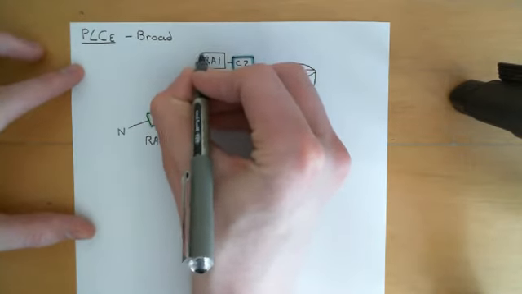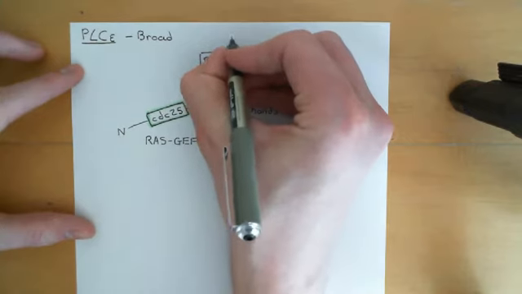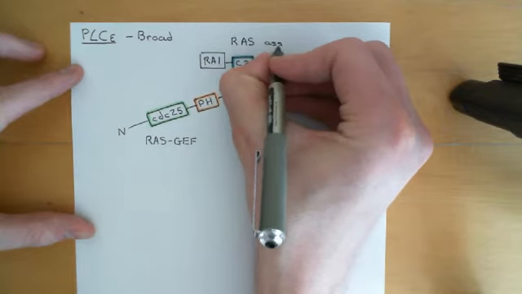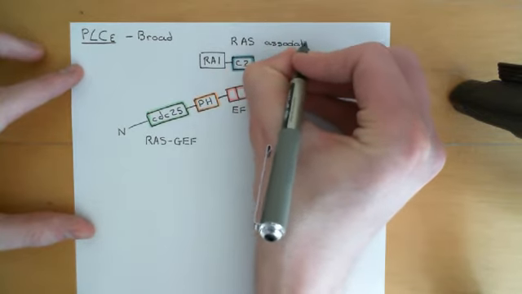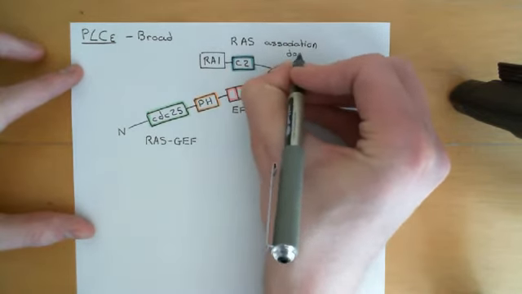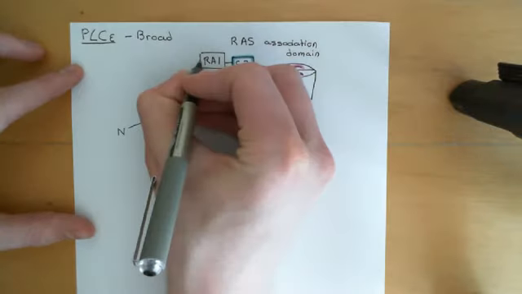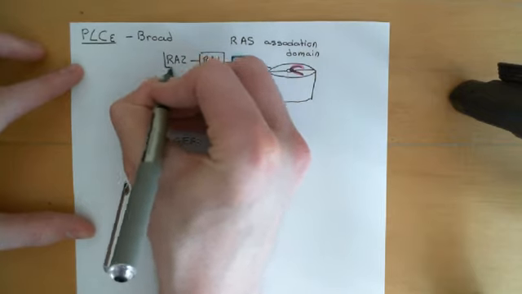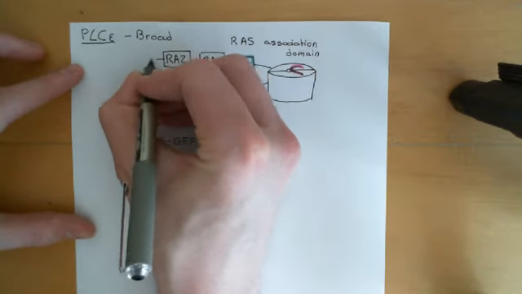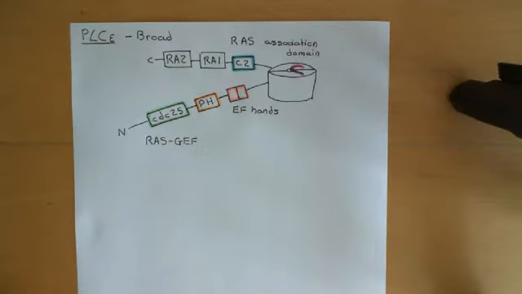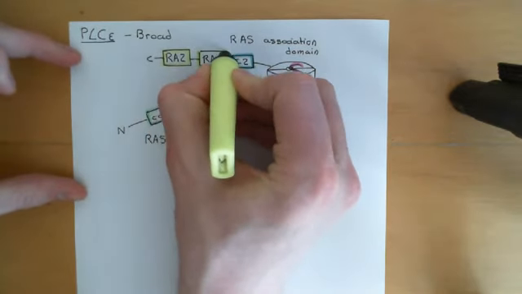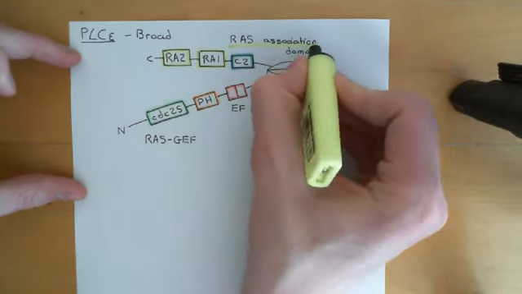So here is our first RAS association domain. RA stands for RAS association domain. This is the first RAS association domain, hence why it's called RA1. Then after the first RAS association domain, you have another RAS association domain, which is called RAS association domain 2, and then you finish. There's the C terminus. I'll colour in these RAS association domains in yellow here. Here's RAS association domain 2 and there's RAS association domain 1.